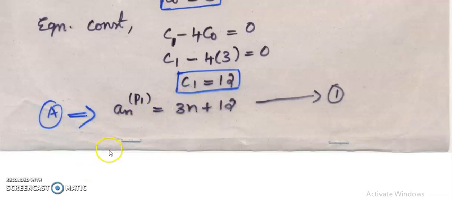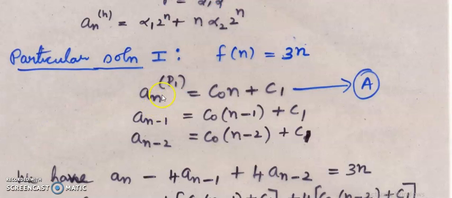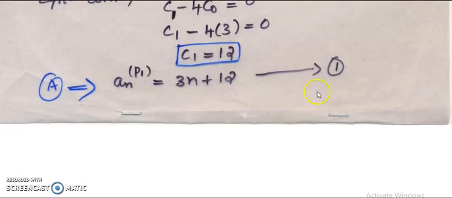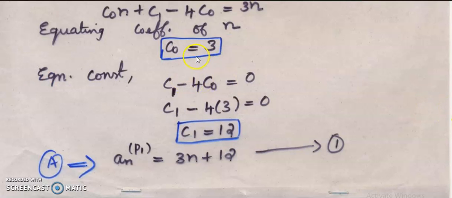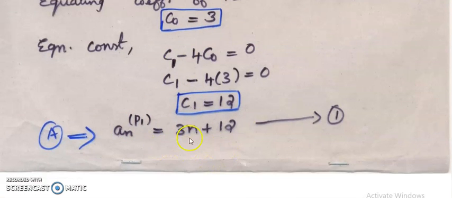So after finding c0 and c1, you can substitute them in the equation. So we get particular solution 1. Substitute c0 here and c1 here. So a_n^(p1) is equal to c0n plus c1. What is c0? c0 is 3. So we get 3n plus 12. This is particular solution 1.